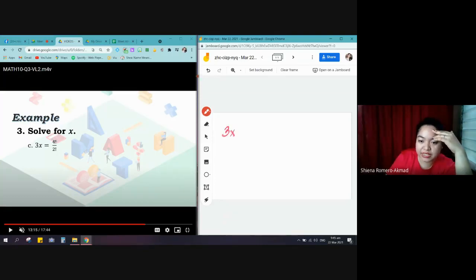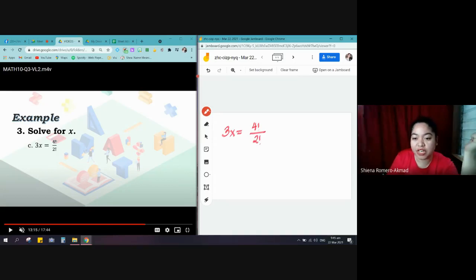So, we have 3x equals 4 factorial divided by 2 factorial. Pwede yung kaninang ginawa natin, we simply get the values. We have 24 divided by 2. So, we have 3x equals 12. Divide both sides by 3. x is equal to 4. Right? So, pwede yan.